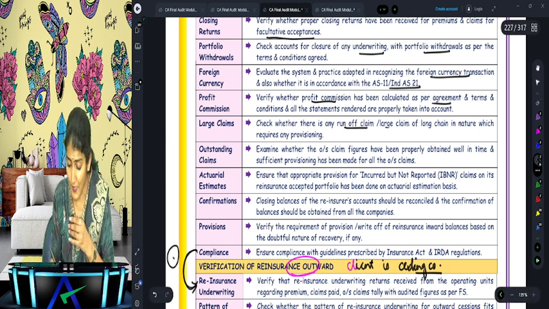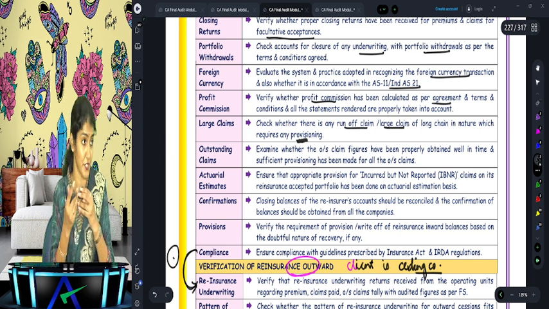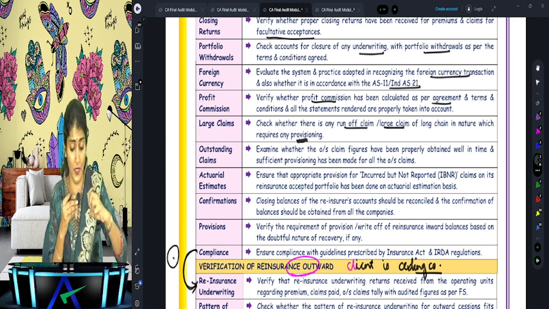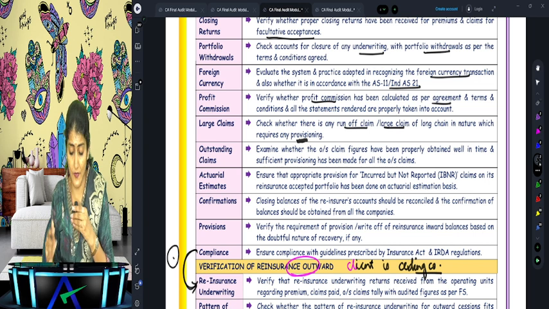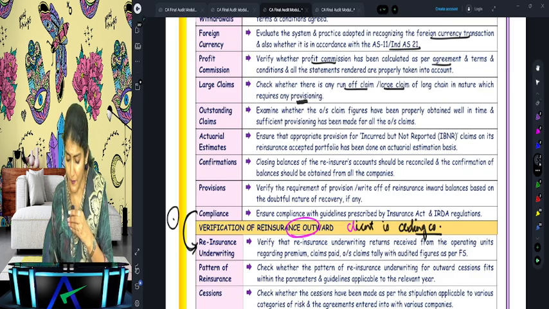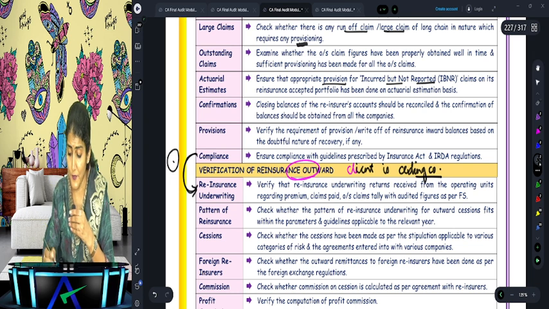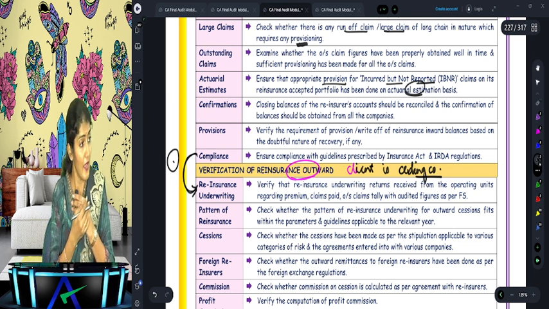Then run off claim or large claim, then what does it say? Check whether it requires any provision. So large claim has come on the reinsurer. You need to check how much provision they need to make, right? So that point we've already written over here, the claims provision. Right. Then also what does it talk about? Appropriate provision for incurred but not reported claims has to be done on the basis of the actuarial estimate.